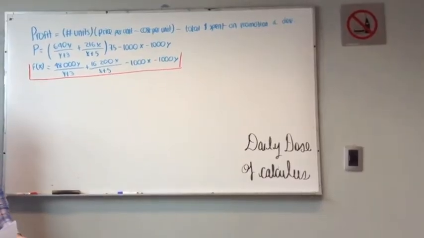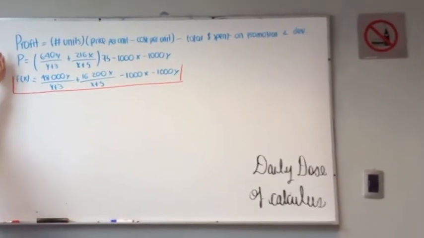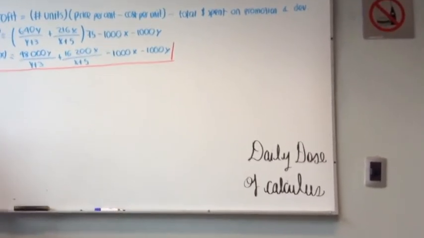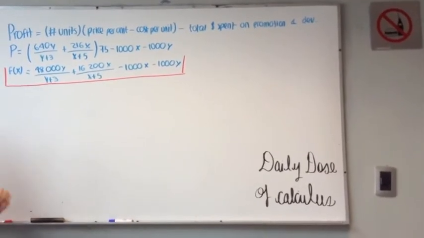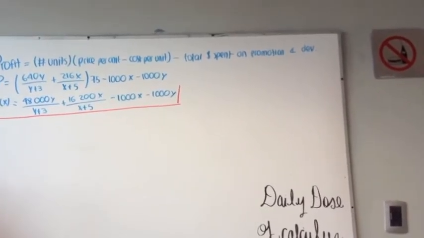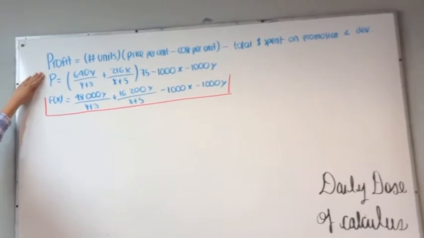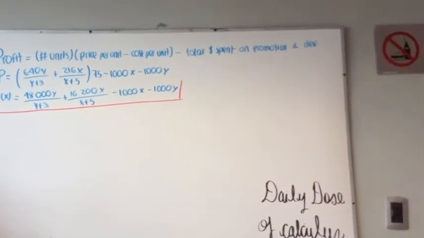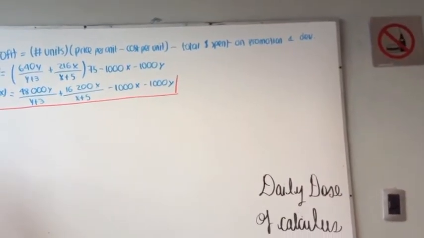To get the profit function, we have to consider the number of units times the price per unit, less the cost, less the total money spent on promotion and development. It's what the problem says. And so we are going to have this profit function, and now we're going to get the first derivative.